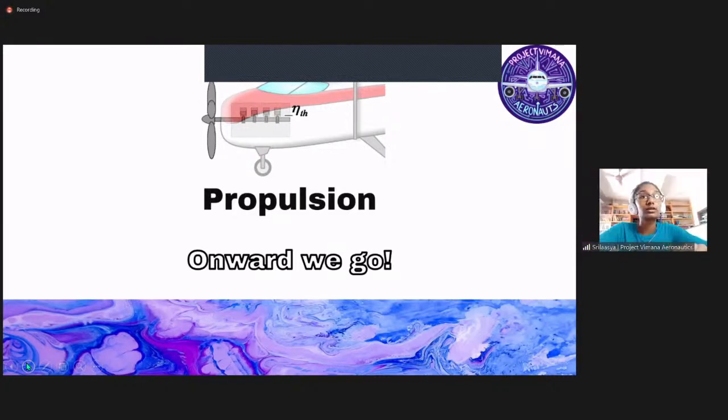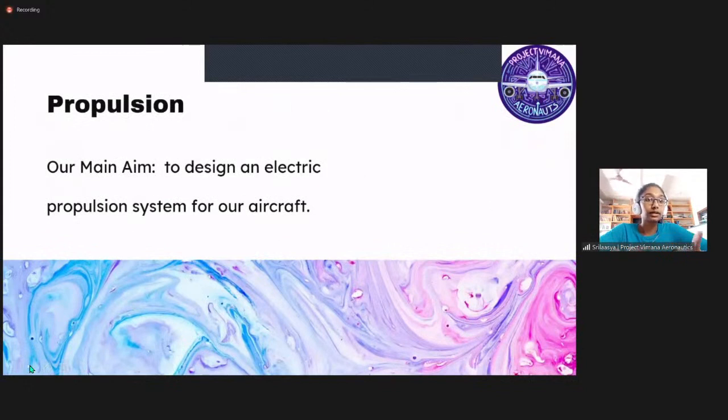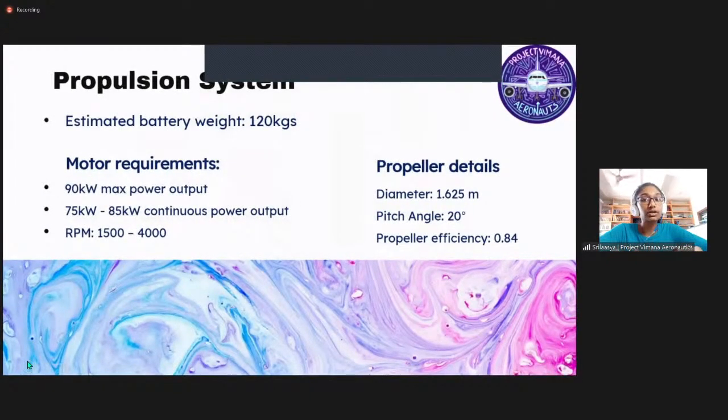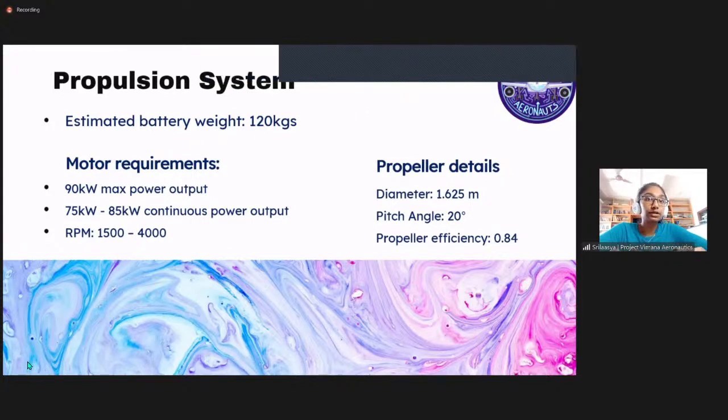Hello, I'm Srilasya from the propulsion team, and our main aim was to design an electric propulsion system for our aircraft. What Anjali and I worked on till now is, first, we started by estimating the battery weight, because in an electric aircraft, unlike conventional fuel aircraft, the battery weight won't change throughout the flight. It'll remain the same, and it'll be part of the empty weight. So we referred to planes with similar MTOW, or maximum takeoff weight, specifications, planes like Pipistrel Alpha Electro, and we used its battery weight to come up with the average battery weight of ours. That's 122 kgs. So our battery weight was 120 kgs on average.